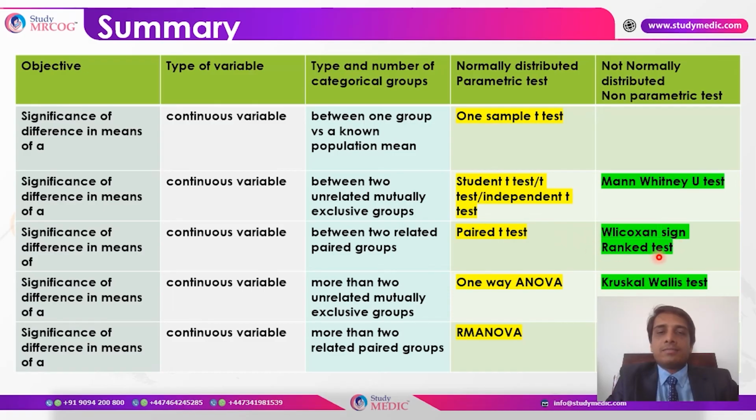Again, if you want to find out the significance of difference in means of a continuous variable between more than two unrelated mutually exclusive groups, this is an extension of student t-test. Here there are two mutually exclusive groups, and here there are more than two mutually exclusive unrelated groups. We use one-way analysis of variance. The non-parametric equivalent is Kruskal-Wallis test.